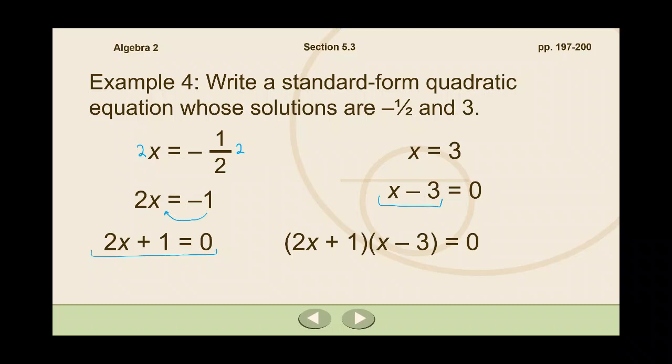Now I've multiplied them together. This is the factored form of the quadratic equation. And now I can FOIL this problem. And now we get 2x squared minus 5x minus 3. This would be the standard form quadratic equation, having worked backwards from the solutions. This is pretty cool.